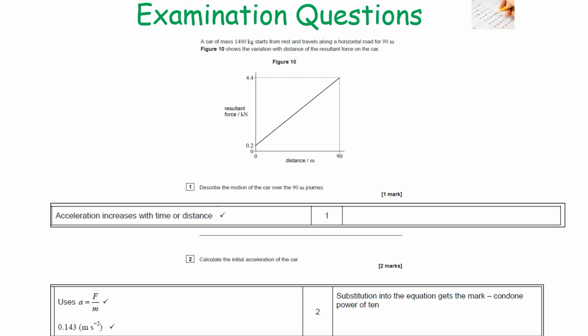Now again, it's important to note the initial acceleration of the car. The initial means at the start. So in this question, the resultant force at the start is 0.2 kilonewtons, so therefore it will be 200 newtons. So you'll be doing 200 divided by 1,400 to get 0.143.